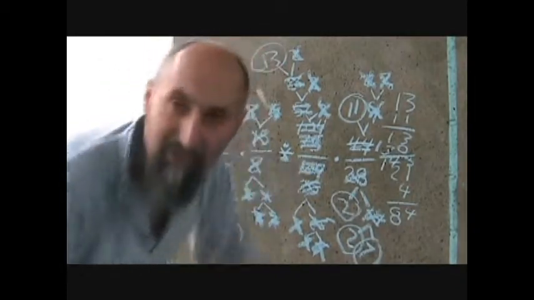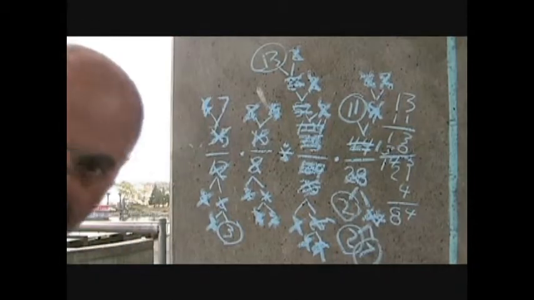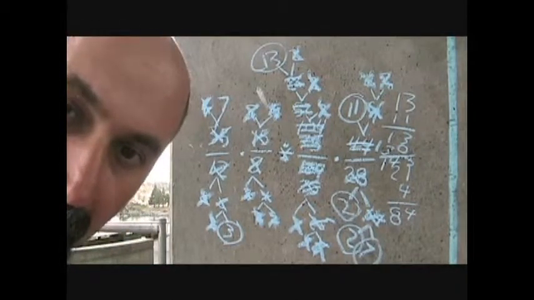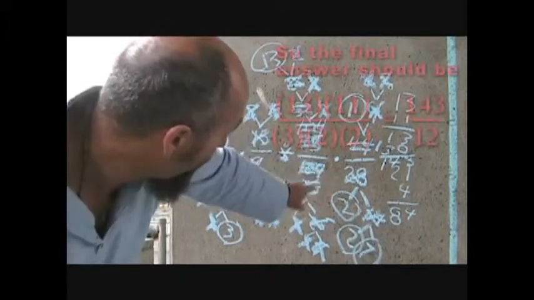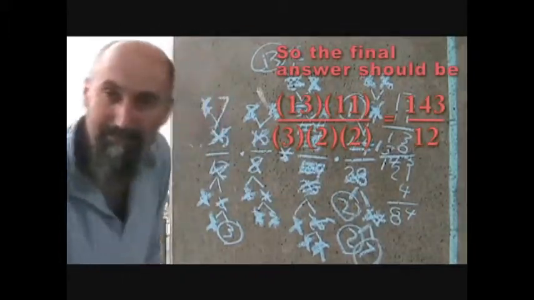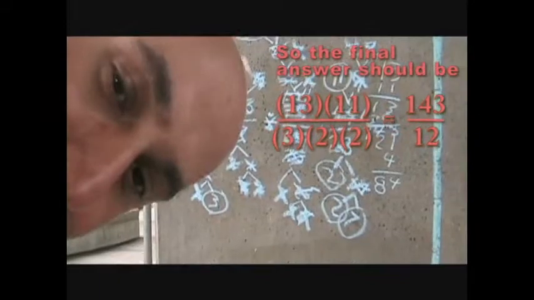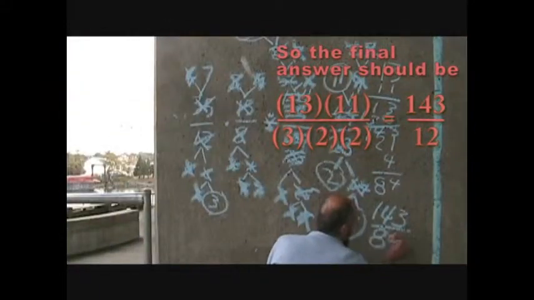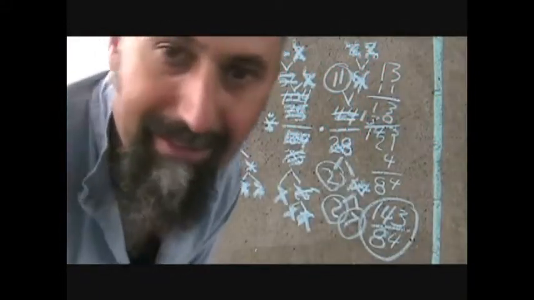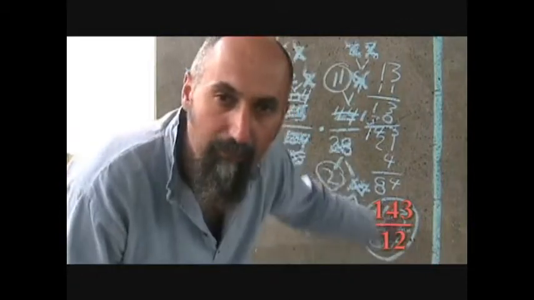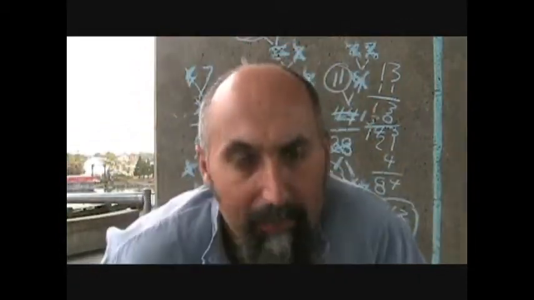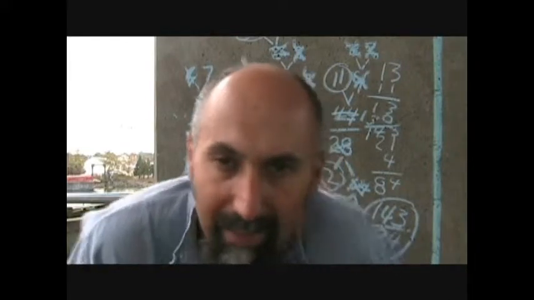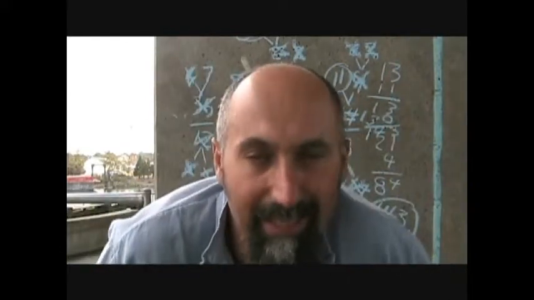So the final answer for this thing is, let's see, where can we write it? We have absolutely no room. Well, the final answer for this thing is 143 over 84. So that's your final answer, 143 over 84. Now you know you can't break that down any further because you took it down to its prime numbers and nothing else would cancel each other.